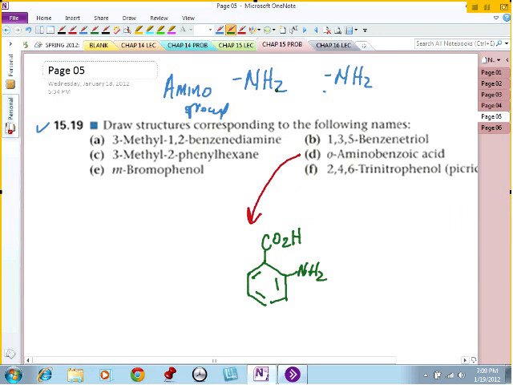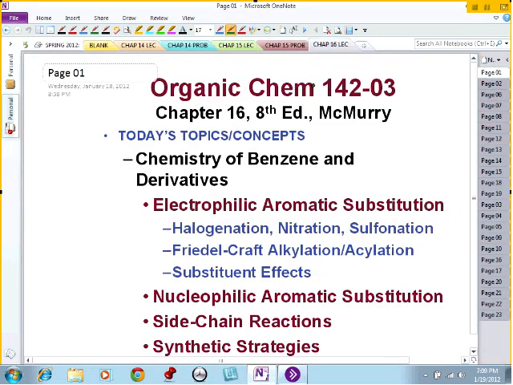Okay, at this point, we finished chapter 15. So now we are going to start chapter 16. Chapter 16 is essentially a continuation of chapter 15. If you notice, in chapter 15 we dealt with aromaticity. We know what aromatic molecules look like, we gave you examples of aromatic compounds, and then the nomenclature of aromatic compounds. Now with chapter 16, we're going to begin to look at the reactions of aromatic compounds.